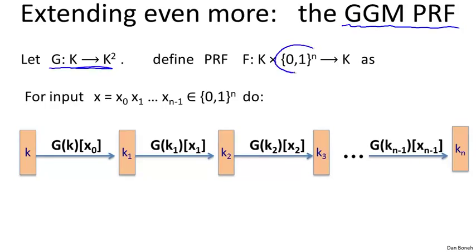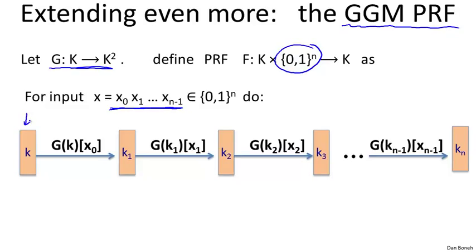And now we're able to build a PRF that acts on a large domain, namely a domain of size {0,1}^n, where n could be as big as 128 or even more. So let's see. Suppose we're given an input in {0,1}^n. Let me show you how to evaluate the PRF. Well, by now you should actually have a good idea for how to do it.